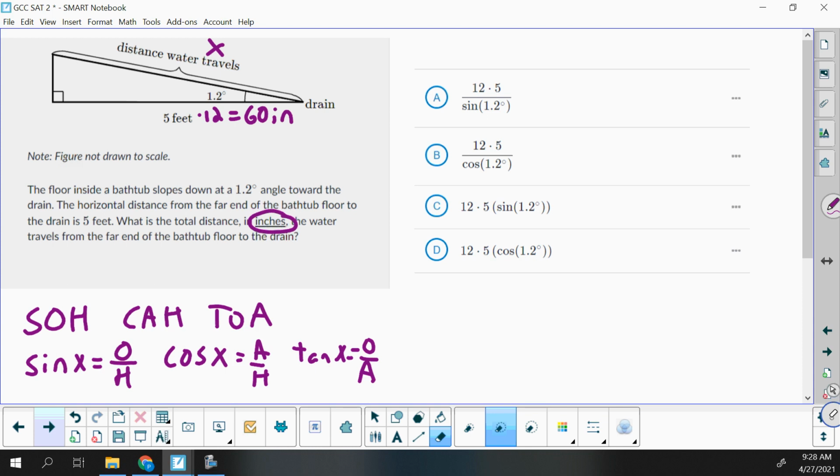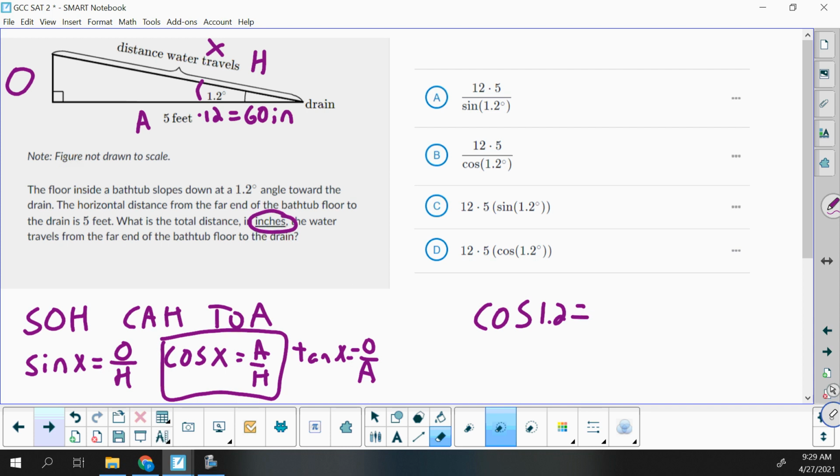instead of writing 60. So from the angle, the 1.2, opposite is the one that's directly across, so this is our opposite side. Hypotenuse is across from the right angle, and adjacent is the one that is next to the angle but not the hypotenuse. So the two sides that we're working with, we have the adjacent, and then we're looking for the hypotenuse. So that tells us we should be using cosine. So we'll do cos of our angle, the 1.2 degrees, is equal to the adjacent, which normally we'd write 60, but based on the choices, we'll write it as our 12 times 5, over what we're looking for, x.